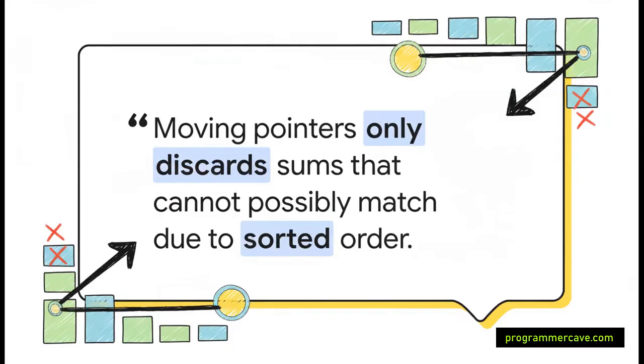But here's the million-dollar question. Why does this actually work? Why don't we miss the answer? It's all because the array is sorted. When we move that left pointer forward, we're not just getting rid of one number. We're getting rid of all the potential pairs it could have made with the right side. We're intelligently throwing away combinations that we know for a fact are too small. It's a guaranteed safe move.